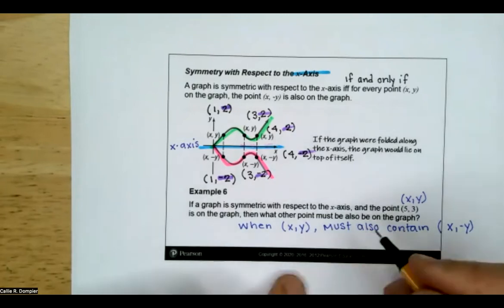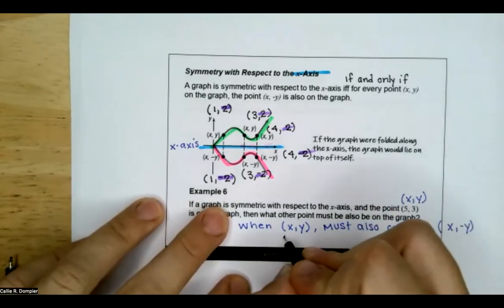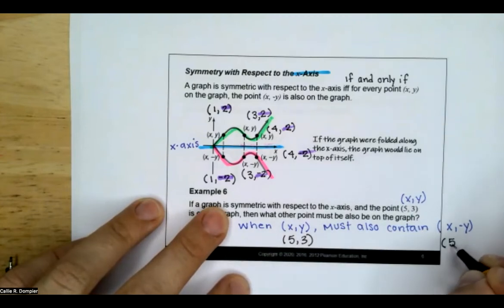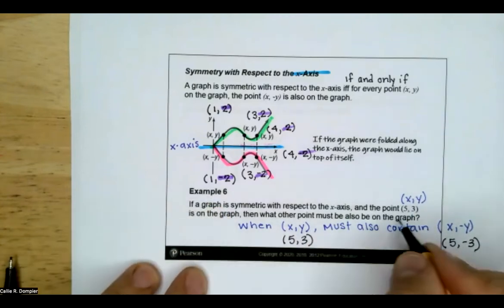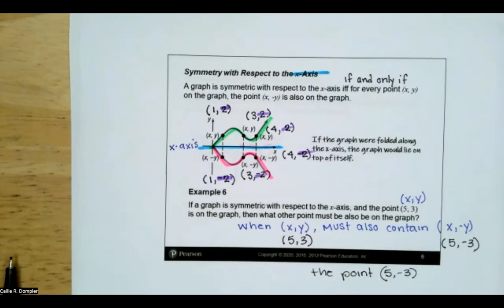Good. So that's our rule. And in this case, xy was 5, 3. So x negative y will be 5, negative 3. What other point must also be on the graph? The point 5, 3. Oh, sorry. The point 5, negative 3. Comfortable?